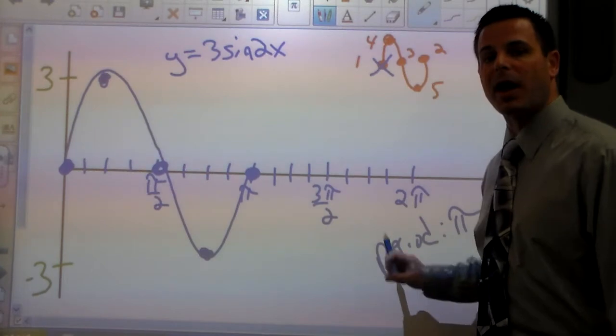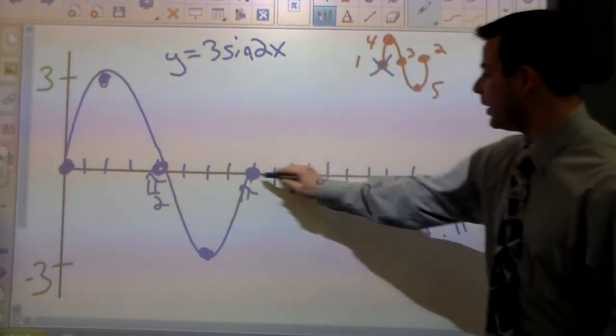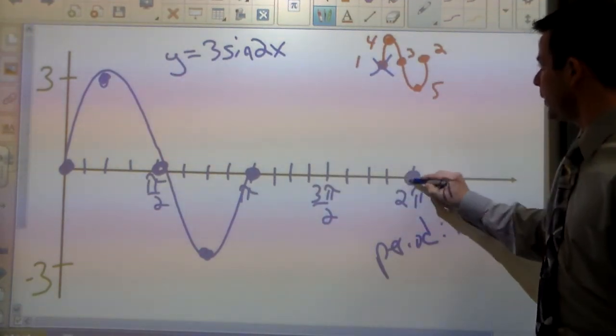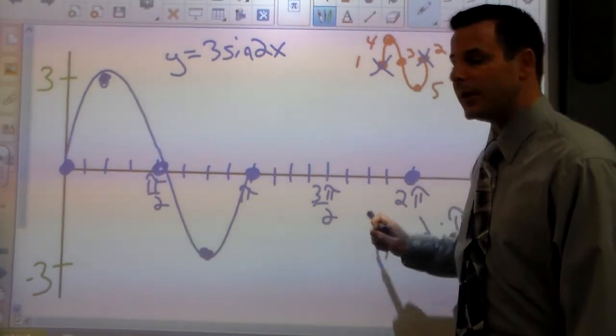So every distance of pi, a full cycle will take place. Well, from pi to 2 pi, that's the distance of pi. So that's where we're going to end the cycle. That's our last ordered pair. Well, ordered pair number 2. That's what's going to complete our cycle.